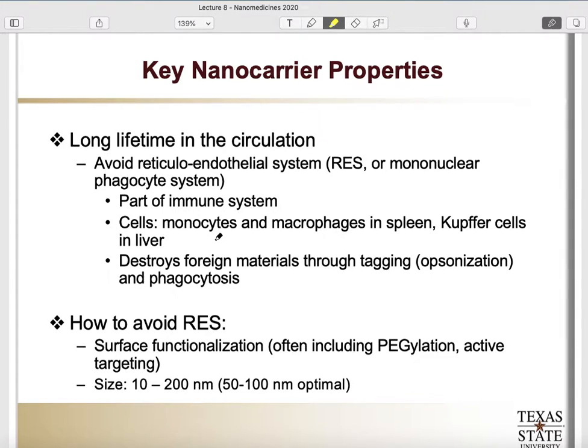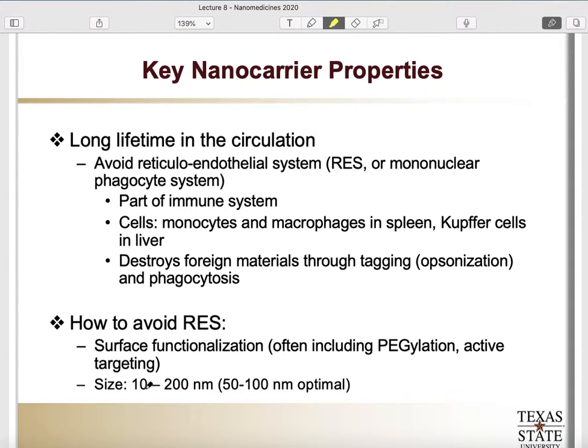And as we have already mentioned, one of the ways to do that is to functionalize our particles with a hydrophilic polymer, such as polyethylene glycol, which is going to delay protein absorption or the opsonization process, and therefore is going to delay the recognition by the immune system. PEGylation has been shown effectively to increase the circulation time by orders of magnitude, from maybe minutes to days for certain nanocarriers.